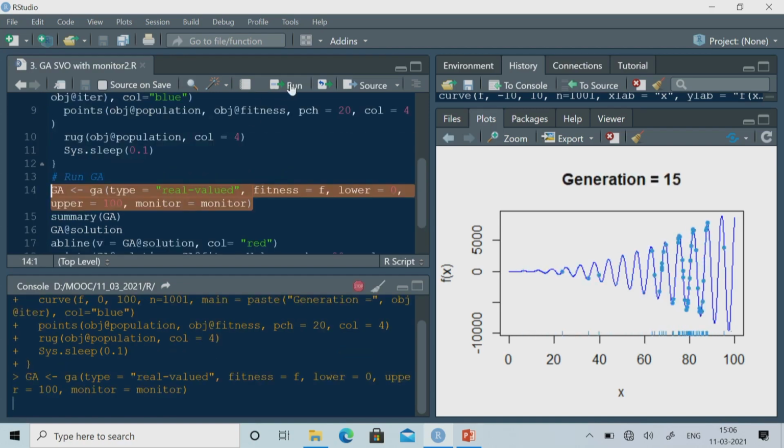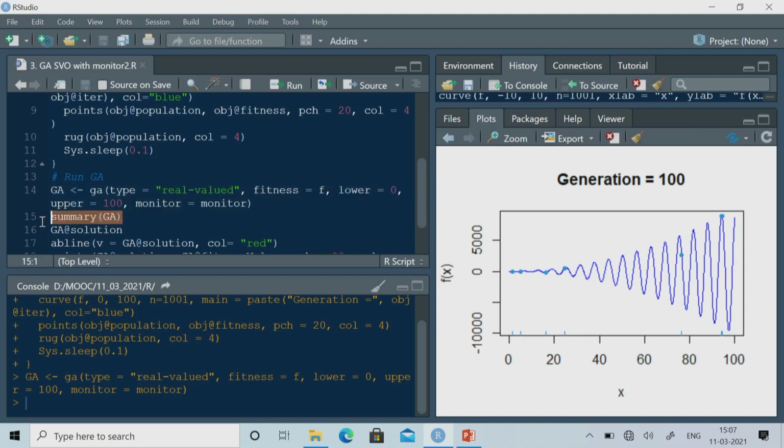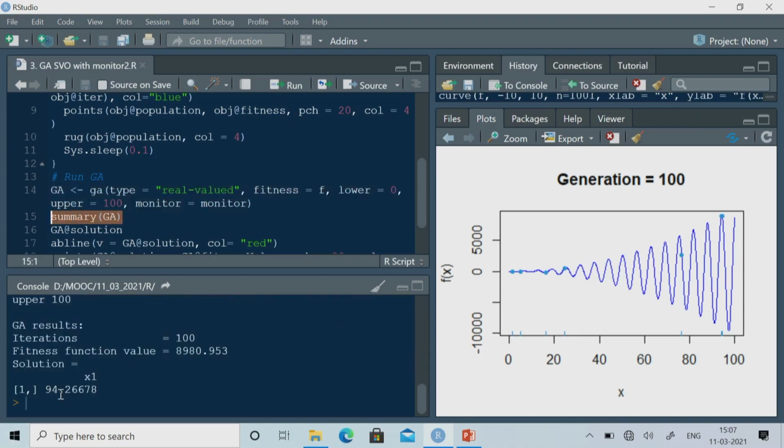You can see that initially the populations were between the upper bound and lower bound, and with the progress of iteration, with the generations, all these solutions are converging at the global maxima. You can see the global maxima is somewhere here, and this is the solution I got. Finally, you can see the ZA summary, and the solution is 94.26678. This is the point actually, 94.26678, and I can see the ZA solution.